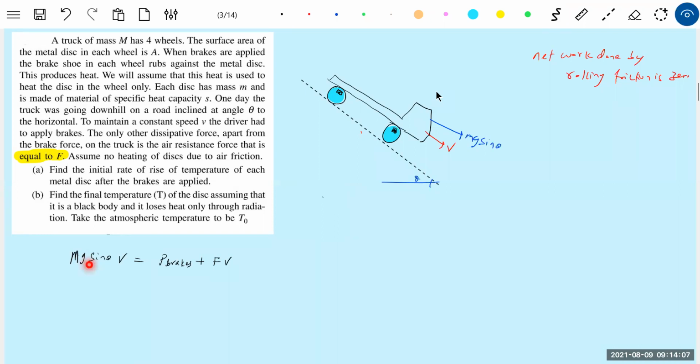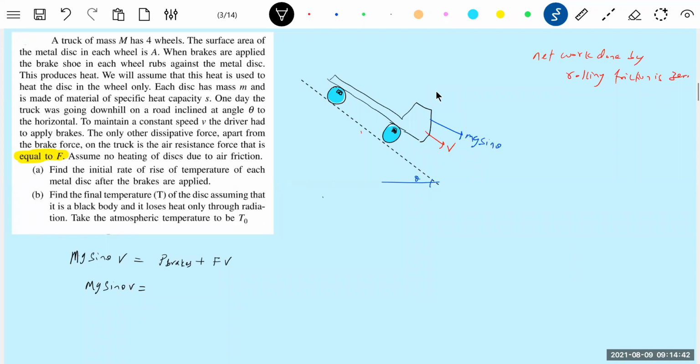Mg sin theta into V equals power dissipated by the brakes plus power dissipated by the air resistance. Now proceed like this. What is the power dissipation by the brakes? Find the initial rate of rise of temperature of each metal disc after the brakes are applied. I think this is what I'm asked, and I'm just carrying on with this.